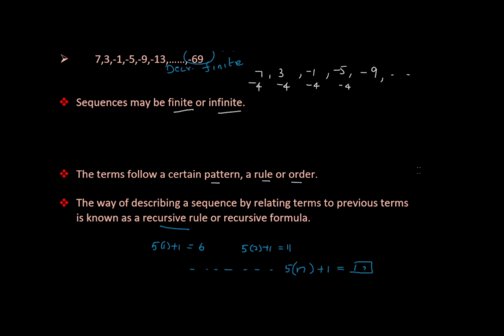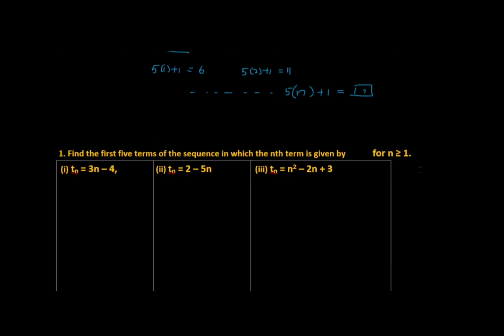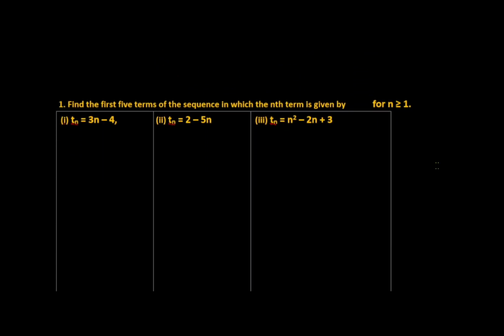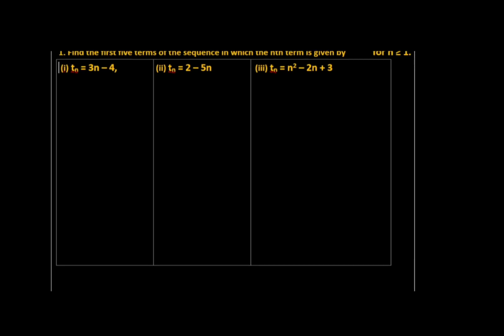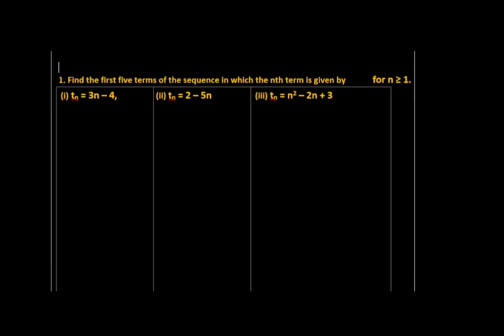So using this, we are going to find the answer for the first exercise. Look at the first question. Find the first 5 terms of the sequence in which the nth term is given by. So here 3 subdivisions are there. In all the 3 subdivisions, the nth term is given. N is greater than or equal to 1. N is not equal to 0. N is greater than or equal to 1. We need to find the first 5 terms.